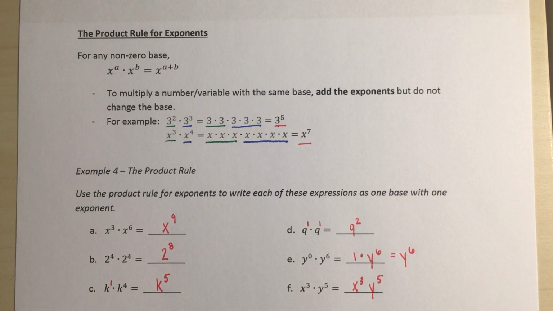So our product rule again, for any non-zero base, and again the base has to be the same, x to the a times x to the b gives us x to the sum of a and b, or a plus b power. We're going to use this a lot in a section later on when we're working through and doing multiplication of our polynomials that we're going to start talking about in the next section.